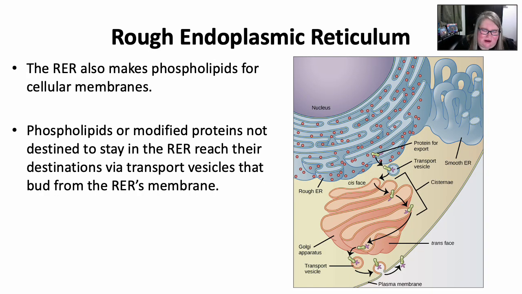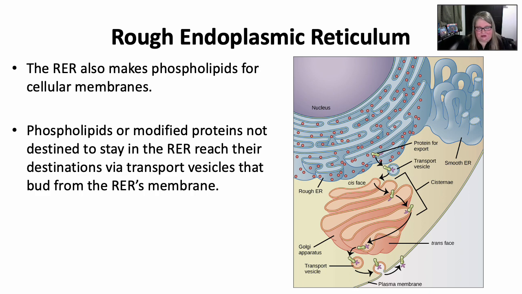The main job of the RER is to make and modify proteins, but the RER also makes phospholipids for the cell membrane. Phospholipids and a lot of these modified proteins aren't destined to stay in the endoplasmic reticulum. They need to be shipped where they are most needed, and sometimes out of the cell completely. So one of the things the RER does is package these things to get to where they need to be, by putting them into something called a transport vesicle.